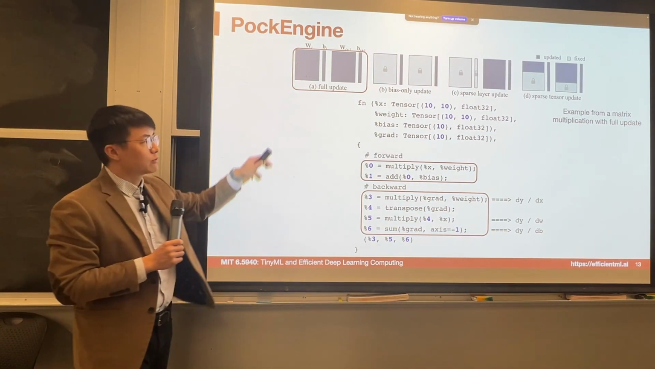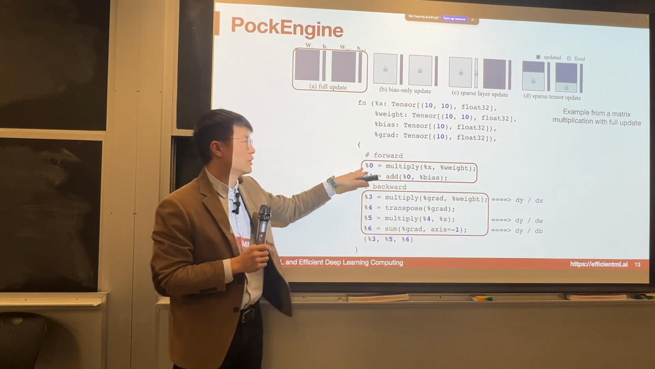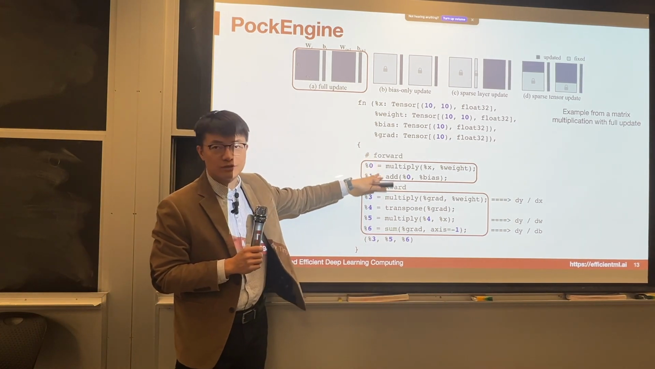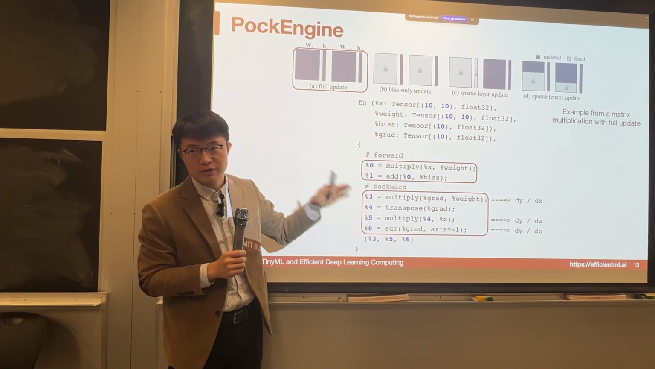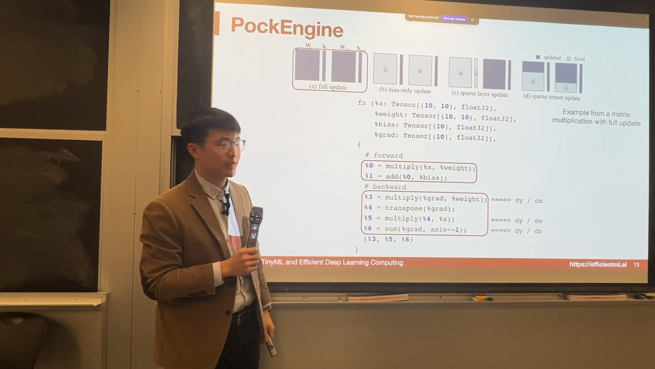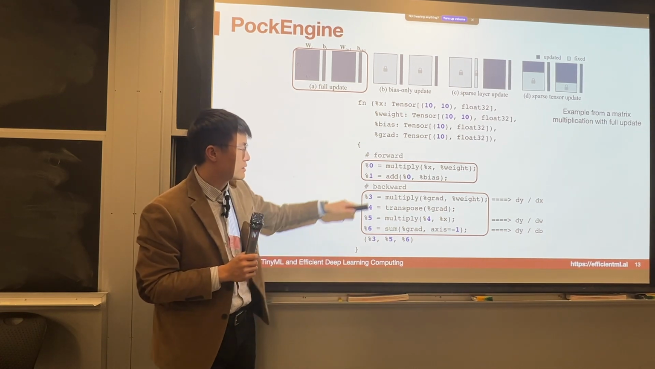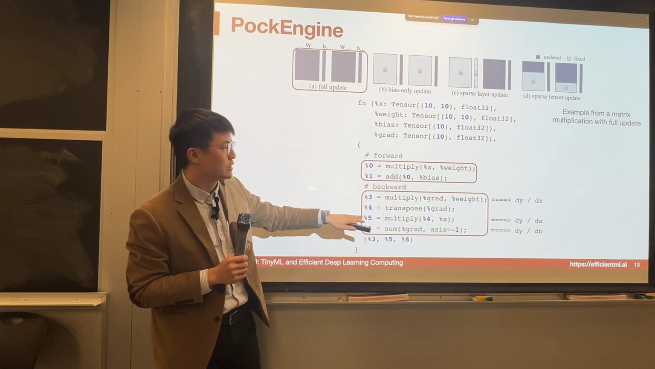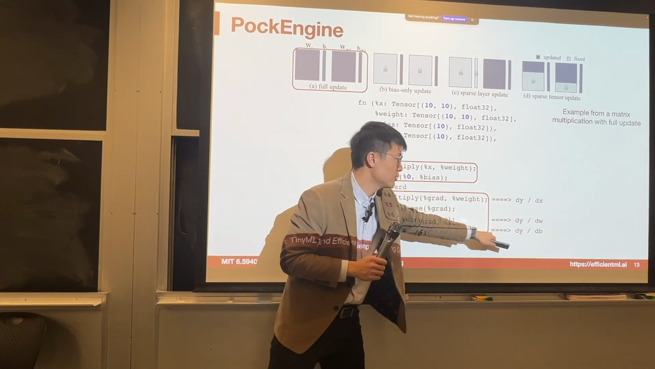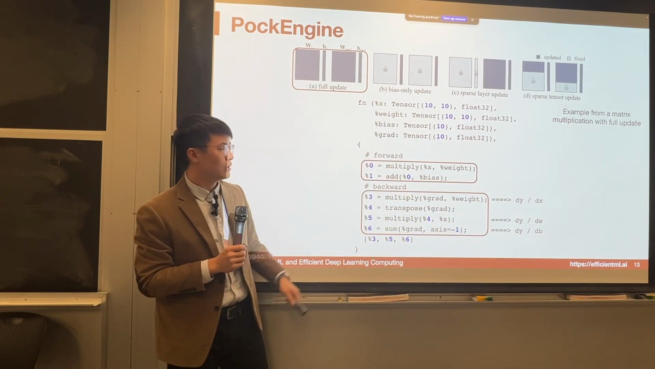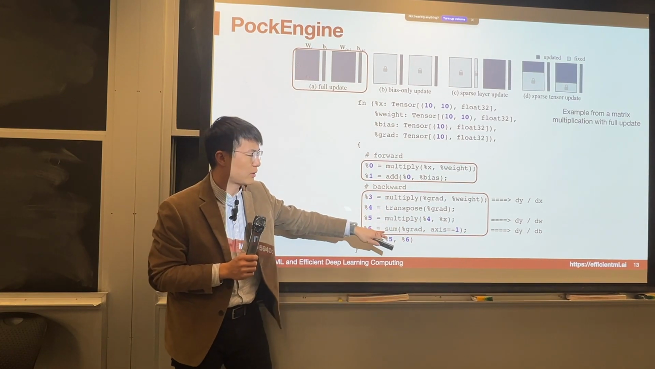So let's start with the full update. You have the multiply and the add, this is the forward, assuming a very simple matrix-vector multiplication, a linear layer. And this is the backward to calculate dy/dx, dy/dw, and also dy/db. It requires a multiply, another multiply, and just a sum.